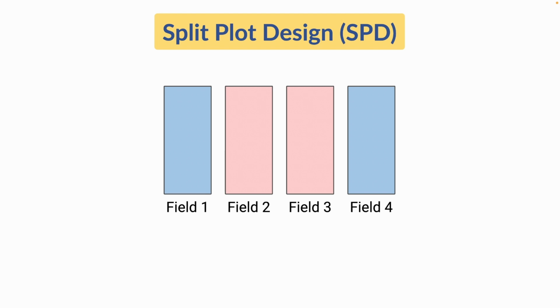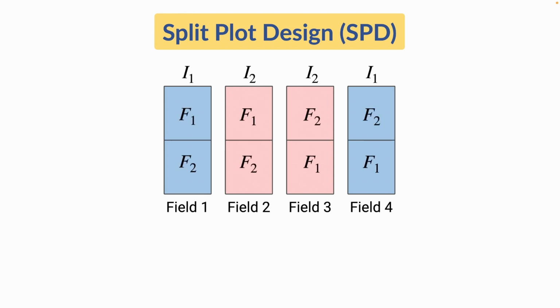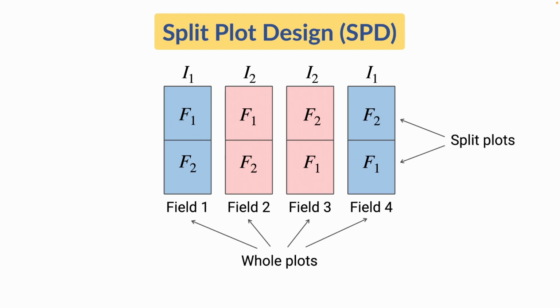Therefore, if we have four fields, we can randomly assign one of the irrigation methods to each field. We call the irrigation methods I1 and I2. After that, we can split each field in half and randomly assign one fertilizer to each half. We call the fertilizer methods F1 and F2. In this design, we have four whole plots. There are four fields, and each whole plot has two split plots.